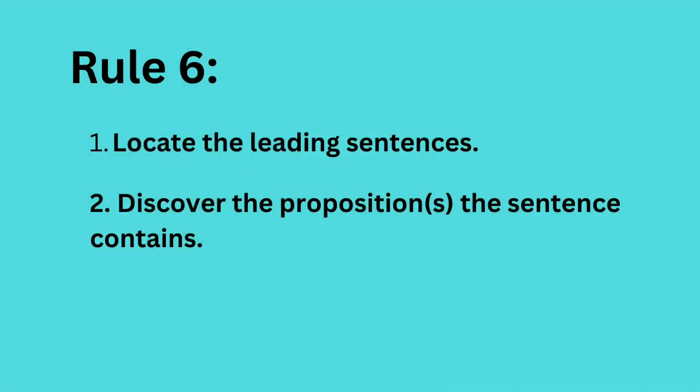They say this is really not all that hard, and I agree with them. If you're paying attention, especially to the things you don't understand, it shouldn't be hard to find the author's propositions and arguments. So they divide Rule 6 into two parts. Number 1, locate the leading sentences, and number 2, discover the proposition or propositions that the sentence contains.